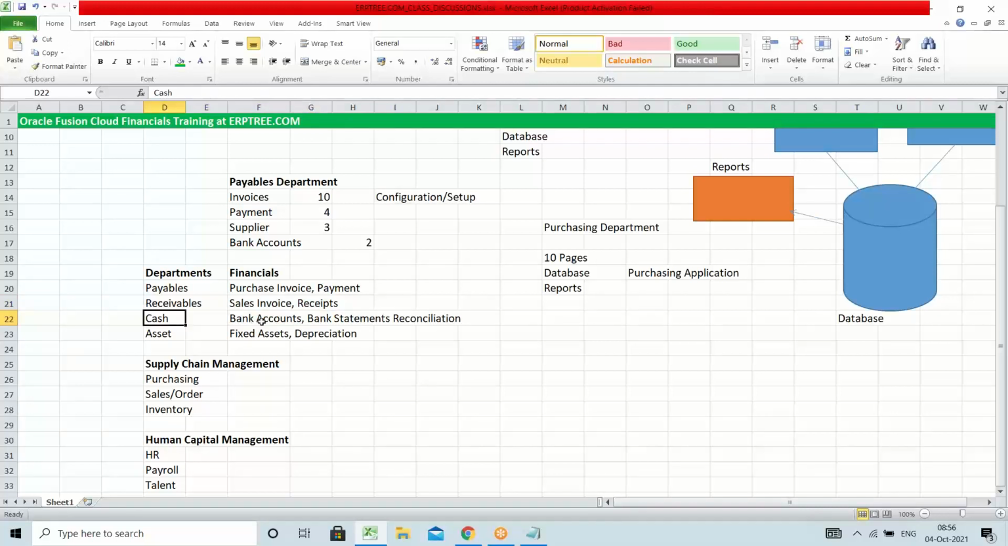The cash department will maintain the bank accounts and do the bank statement reconciliation. For the cash department also, Oracle is providing one application. By using that application, we can do all those. Or else, let me write.